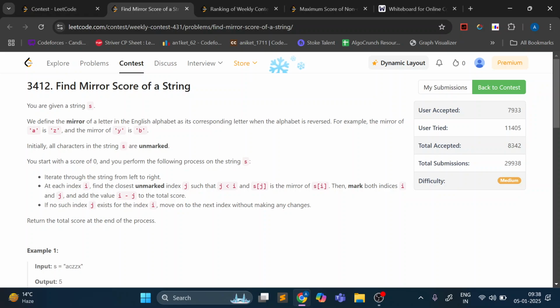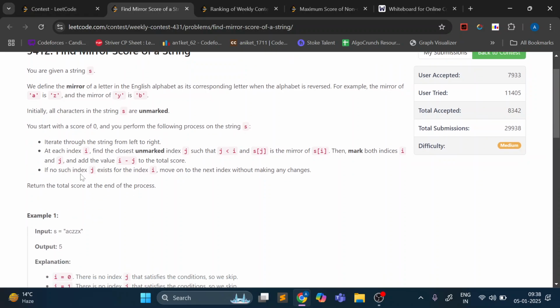And we start with a score of 0, and we have to basically iterate from left to right. Now, we are at index I, we have to find the closest unmarked index j such that j is less than I, and s of j is the mirror of s of I. Then what we have to do is mark I and j, and add I minus j to our total score. And if no such j exists, we just move on to the next index without marking it. So only if we find j do we mark both the indices. If we do not find it, we just move forward.